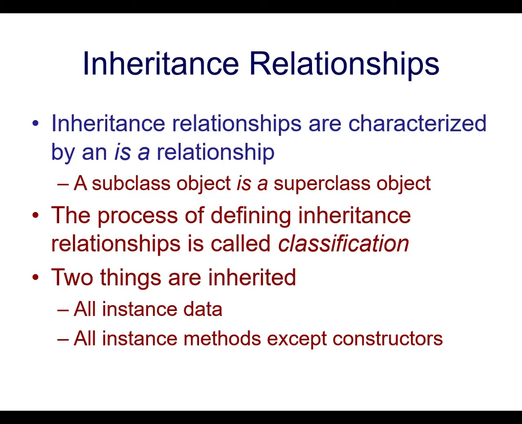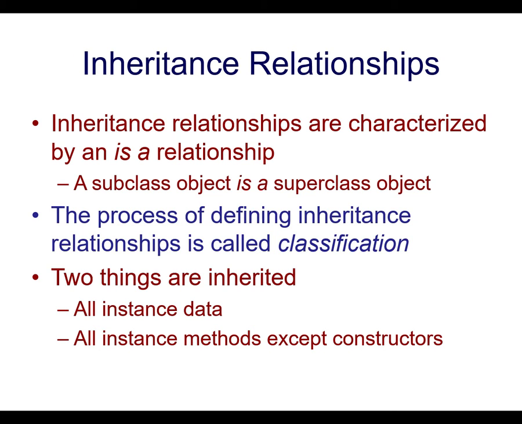Recall that composition and aggregation relationships exist when there is a has-a relationship between two classes. By contrast, inheritance relationships are characterized by an is-a relationship. We say that the subclass object is a superclass object. These two classes are also referred to as the base class and derived class respectively. In addition, they are also described as the parent and child classes respectively, to reflect how they are arranged in the inheritance hierarchy illustrated by a UML diagram.